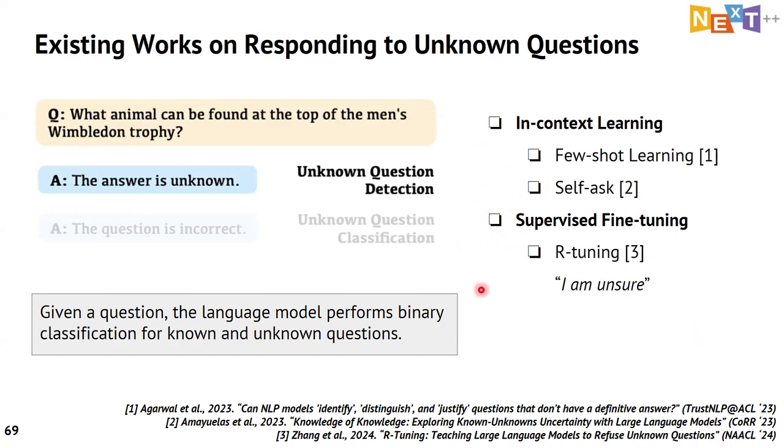And also there are some supervised fine-tuning approaches like the R-tuning method, in which the authors construct a human-annotated dataset that includes question and response pairs, where the questions are unknown questions, and all the answers are templates like "I am unsure" or "I don't know." This is a kind of refusal to answer the unknown questions, and then it conducts supervised fine-tuning with this annotated data for improving the capability of the LLM to respond to unknown questions.